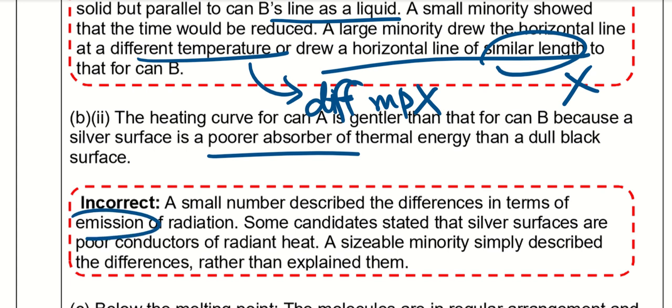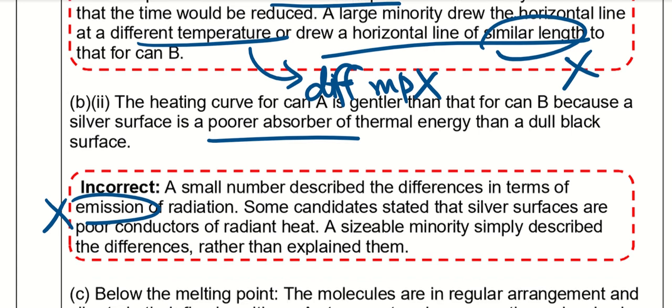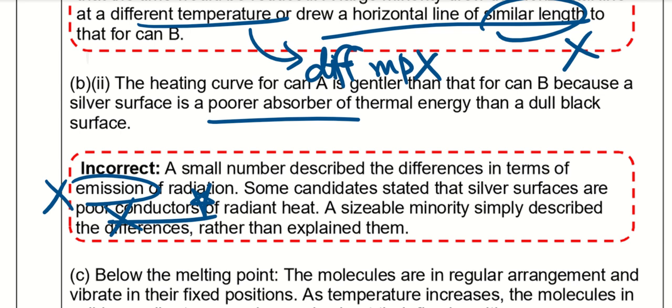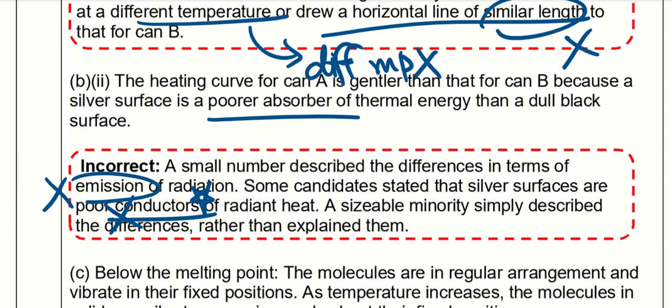Describe the differences in terms of emission of radiation. Cannot, this is wrong. Some candidates stated that silver is a poor conductor. This is super wrong. This is where I see a lot of people make mistakes. They always say black is a good conductor, black is a poor conductor. A sizable minority simply described rather than explained. The question asked you to explain, they didn't ask you to describe. So you must go down to the reason why.